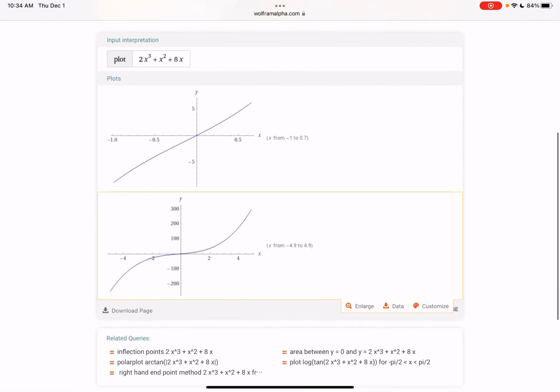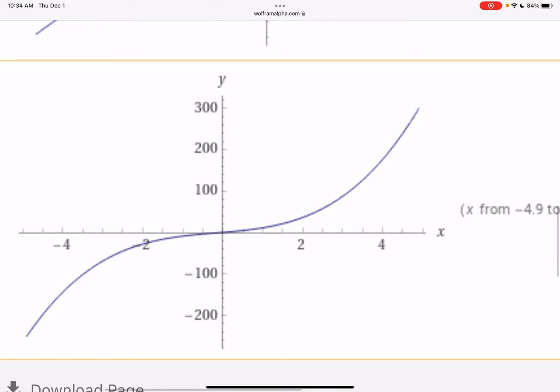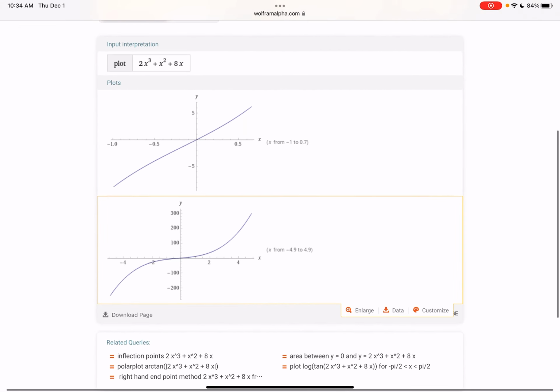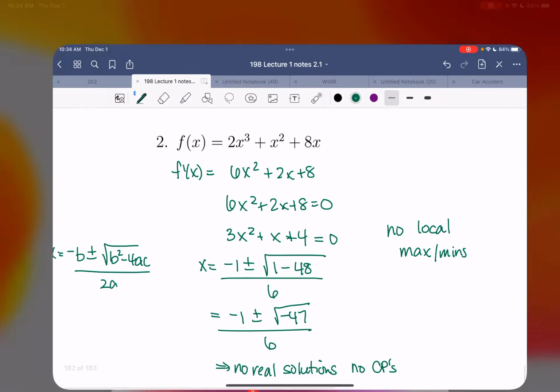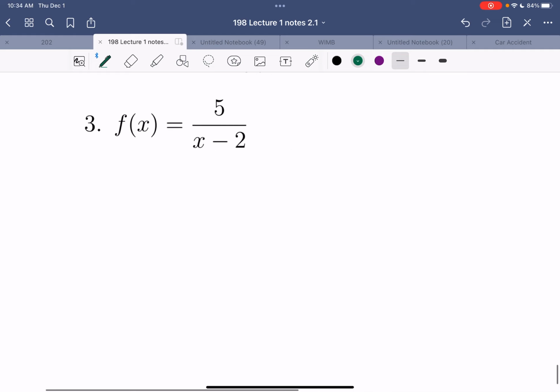And you can see that there are no local maxes and mins there. There does seem to be what could be an inflection point, but we're not looking for that here. So it makes sense that we don't get any zeros, right? No local maxes and local mins. Okay. Number 3.